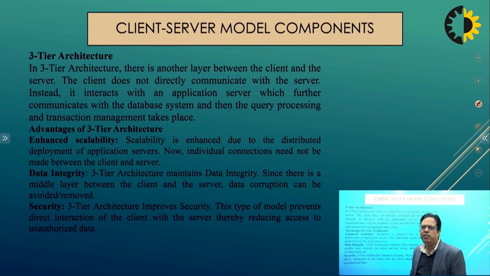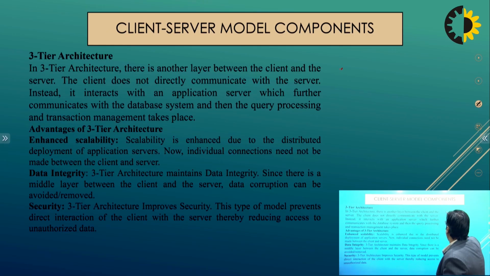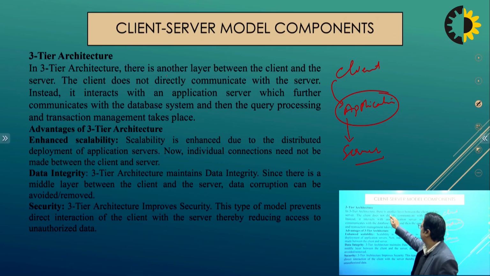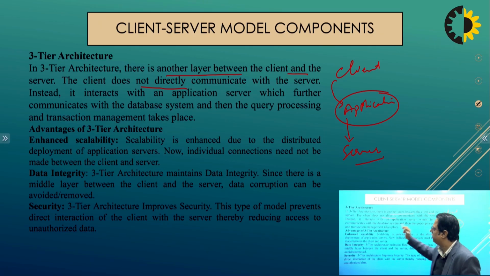Second is 3-tier architecture. Basically three layers are used in 3-tier architecture. First one is the client, third is the server, and second is the application layer. Means the client communicates with the servers through applications. There is another layer between the client and the servers. The client does not directly communicate with the servers. Instead, it interacts with an application server which further communicates with the database system, and then query processing and transaction management take place.